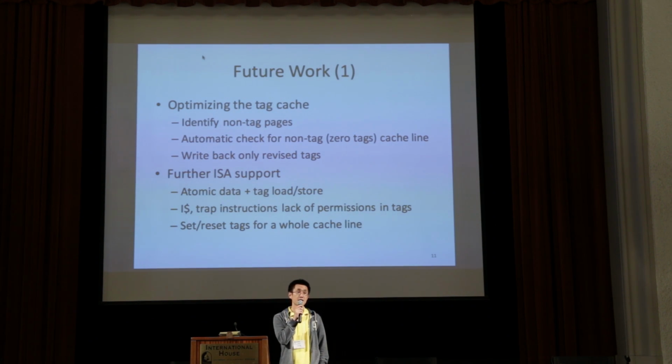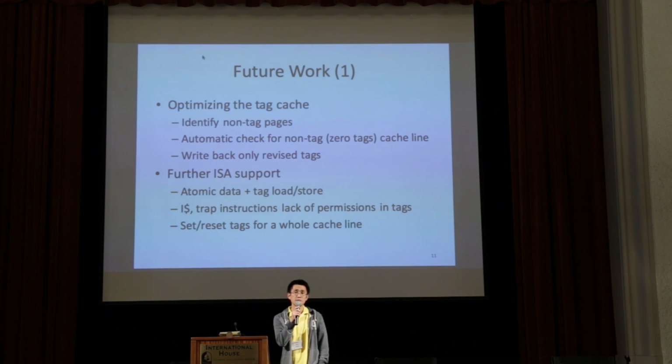The other one is that the tag cache itself can automatically detect whether or not a cache line has tag bits. If it finds the tag bits are always 0 or not used, this cache line can be identified in a bitmap and always bypassed. Also, sometimes even with a dirty cache line, the tag bits may not be revised. If the tag cache detects that the tags are not really revised, it will save the write back stage. That means the tags won't be written back to memory.